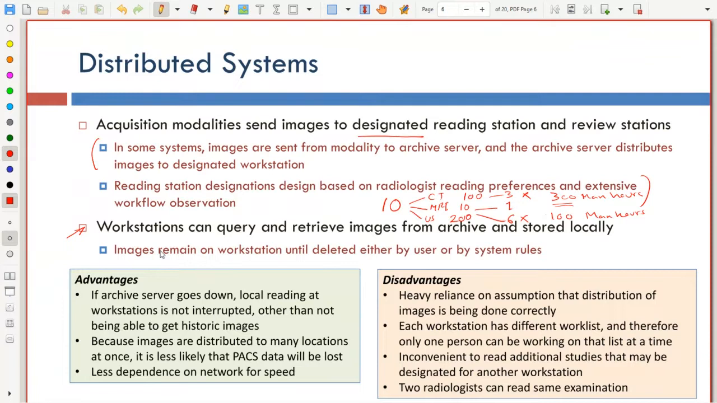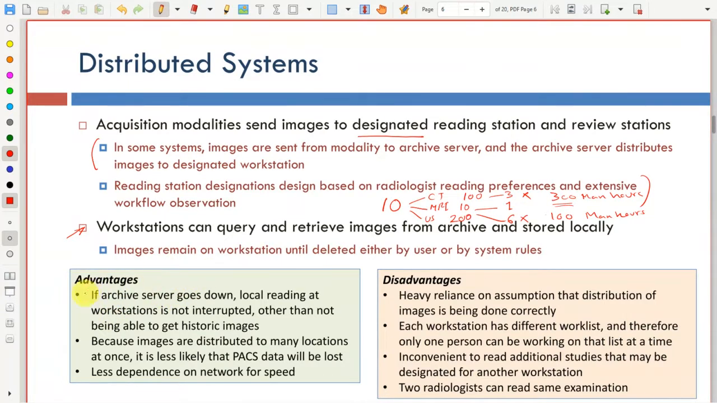So it's kind of tricky. You have to make sure that you're saving the new ones to the archive server, because this is the only copy. And the old ones, if you keep them on the workstation, will fill up the hard disk, and you will not be able to retrieve other studies. So you have to regularly delete them so that they can free up some space to retrieve more studies.